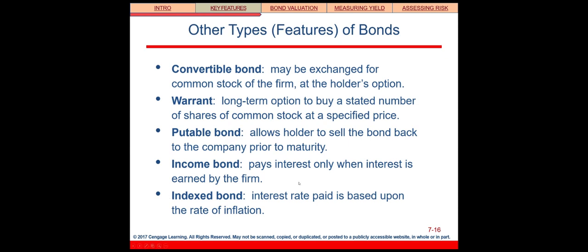Income bond pays interest only when interest is earned by the firm. If the firm didn't make money and is instead losing money, then the income bond won't pay you any interest. Indexed bond is where the interest rate paid is based upon the rate of inflation. They basically use this indexed bond to hedge against inflation. That's why the interest rate is paid based upon the inflation rate.